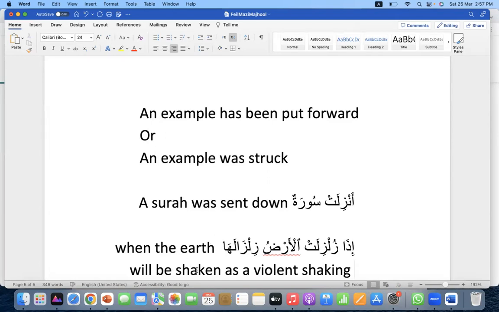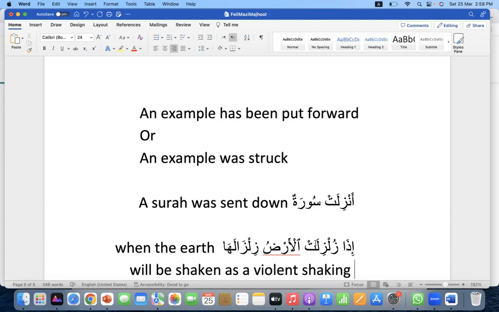If you see, whenever Allah subhanahu wa ta'ala talks about the akhirah, mostly He will be using fail mazi. He will not use fail muzari. Why so? Because fail mazi has one property: it can cover past, present, and future. So in the case of the akhirah, the future.